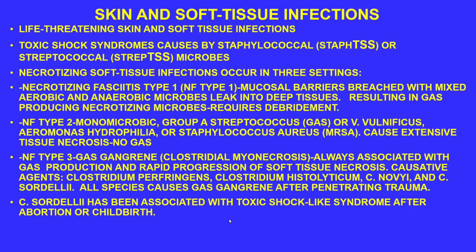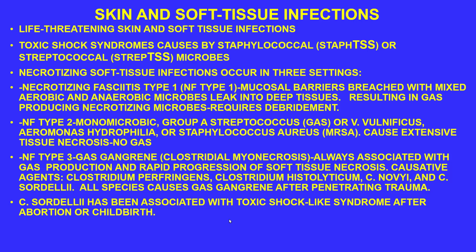With NF type 2, it's a microbial microbiota. It has a group A streptococcus, or V. vulnificus, or Aeromonas hydrophila, or Staphylococcus aureus, which of course is MRSA. These tend to cause extensive tissue necrosis, but in many cases, no gas.